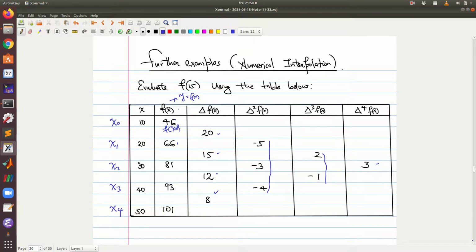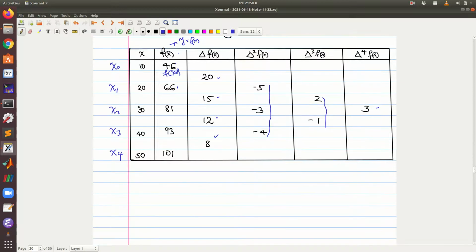If we would like to, for example, get a polynomial of degree 4, we are going to solve this by creating a polynomial of degree 4. Of course, we want to find f at x equals 15. So we can start by filling out our values. We have that our x value is 15, and our x naught is 10.